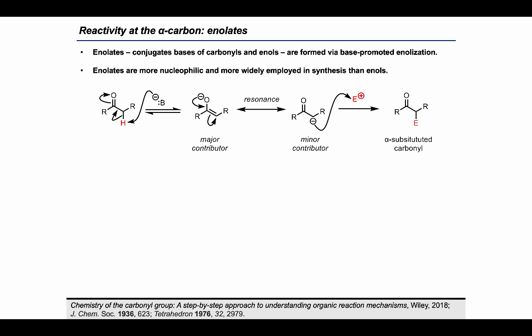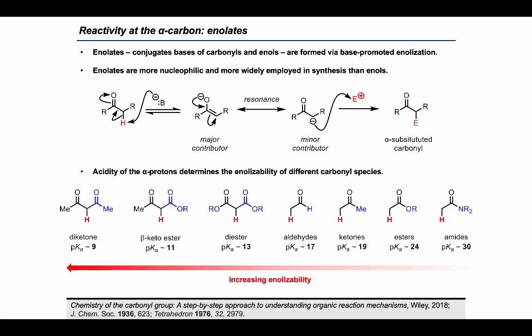alpha carbon via resonance. They are typically depicted as their major resonance contributor with a negative charge on the oxygen atom. However, they tend to react as carbanions, adding into electrophiles to provide a range of alpha-substituted carbonyl products. Due to their negative charge, enolates are more nucleophilic than their neutral enol counterparts, so they are generally more synthetically useful. Enolates can be generated from a variety of carbonyl compounds, provided they have alpha protons.